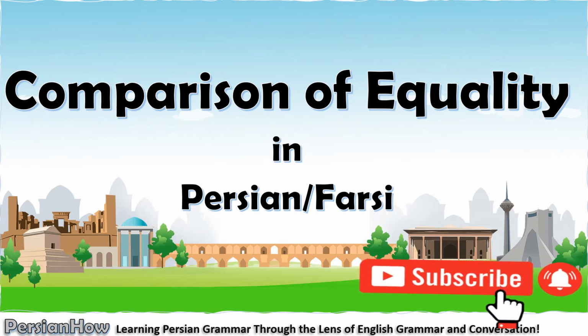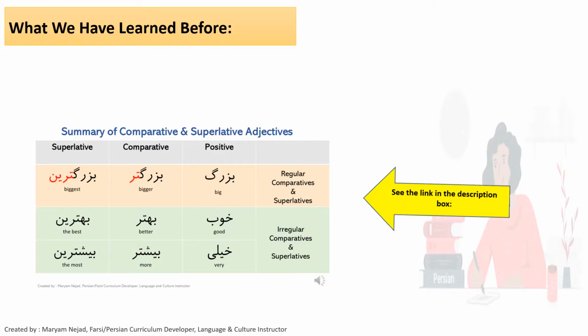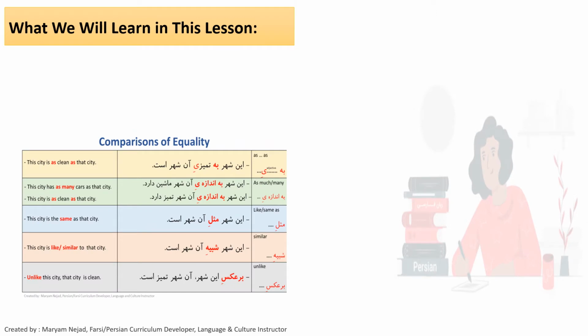Alright, so now let's just start with the lesson. In the previous lesson, we learned about the comparative and superlative adjectives. You can find the link to this lesson in the description box. In this lesson, we are going to learn the comparison of equality. And this lesson, in combination with the previous lesson, are very helpful, especially for those of you who are taking some kind of Persian test like OPI or any other Persian test. It's very important to really learn these two lessons very well.